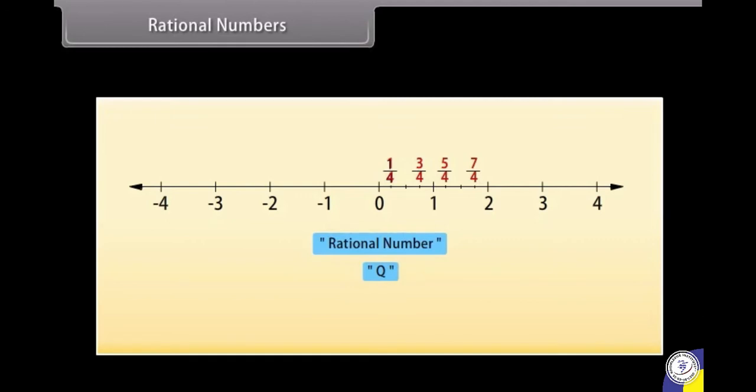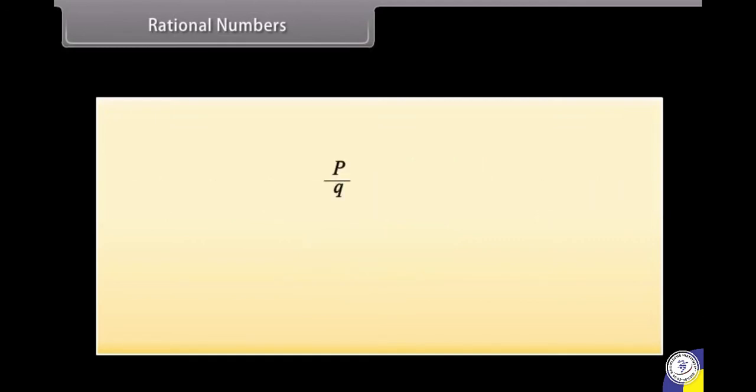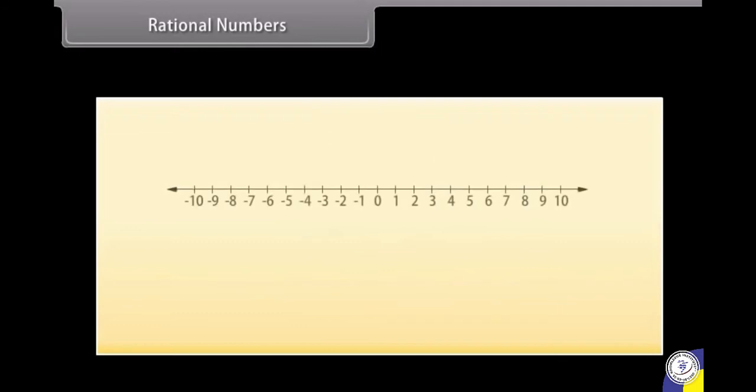Rational numbers are written in the form p by q, where p and q are integers and q is not equal to 0. Is 2 a rational number? Yes, 2 is a rational number because it can be written in the form p by q, and here q is 1, which is not equal to 0. In the same way, 10, minus 25, etc. are also rational numbers. Therefore, we can say that the rational numbers include natural numbers, whole numbers, and integers.